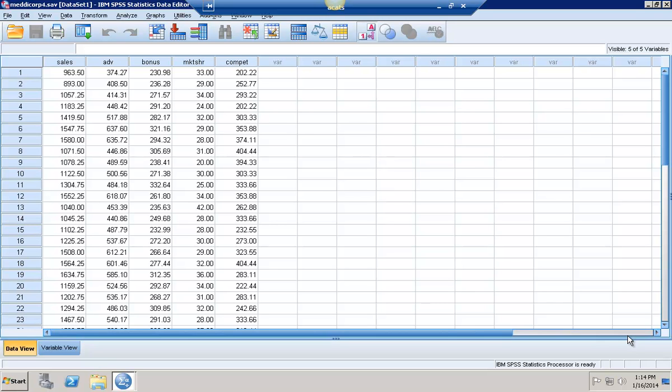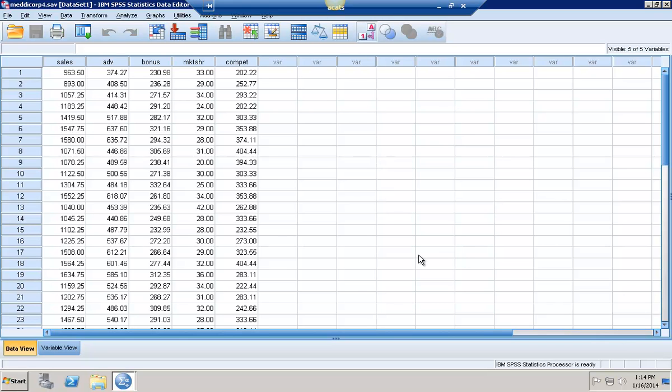The first two independent variables, advertising and bonus, are in hundreds. Market share is in percentages, and then competition is in hundreds as well. So the first thing that I'm going to do is run a regression. And when I do this multiple regression here, I'm going to be discussing a full versus a reduced model. So I'm going to start off doing my reduced model.